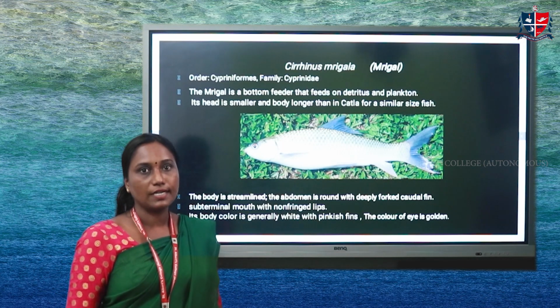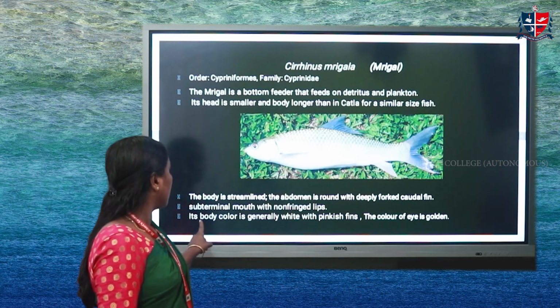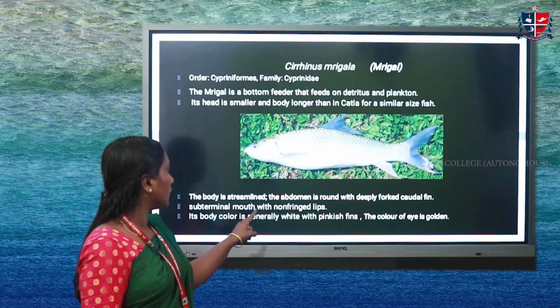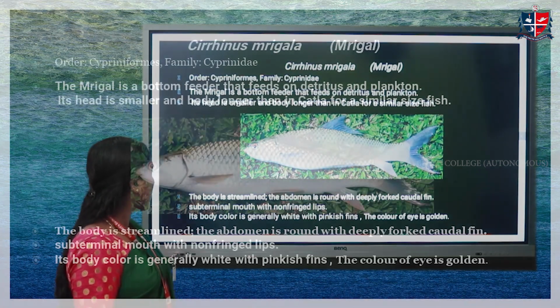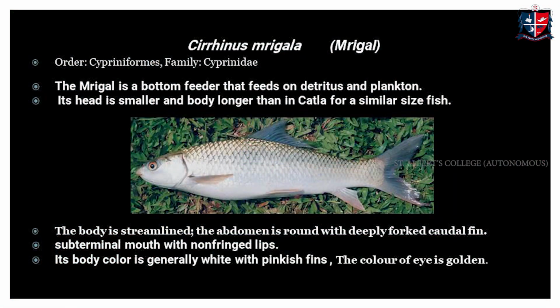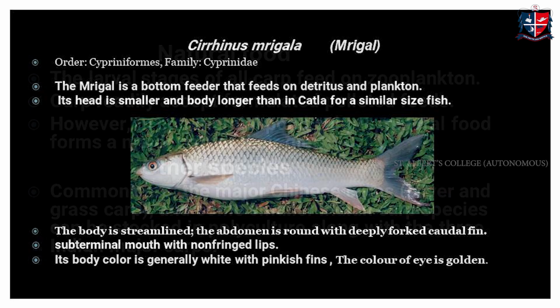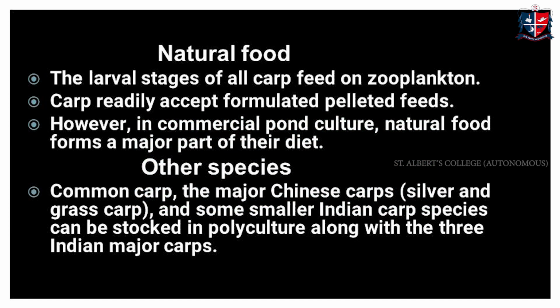Caudal fin is otherwise known as the tail. Subterminal mouth with non-fringed lips. Body color is generally white with pinkish fins. The color of the eye is always golden. Those are the salient features of this species. And now some common characteristics of Indian major carps.